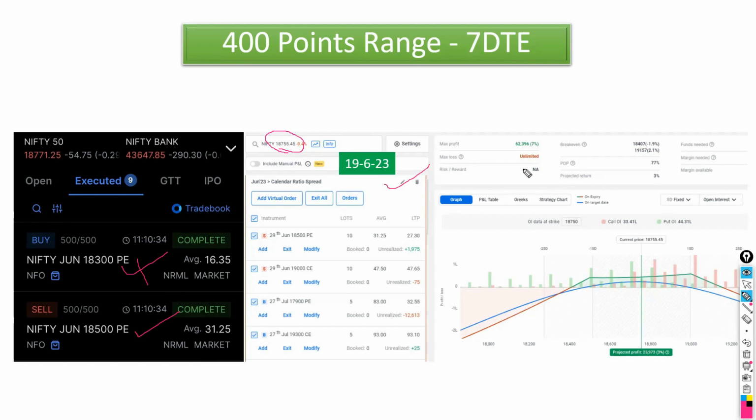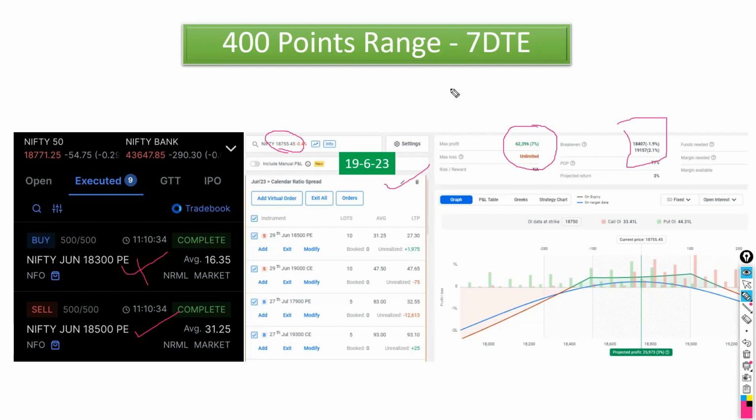You see here, I told you, right? With our adjustments, rolling up and rolling down, we will get higher profit. We started with 48,000 max profit. Now it is showing 62,396 as max profit. But if you observe the BEP, the break-even points are getting closer. Earlier they were far from spot, now they are closer.